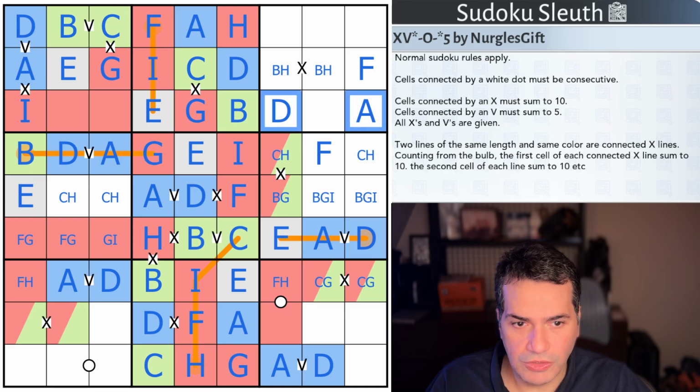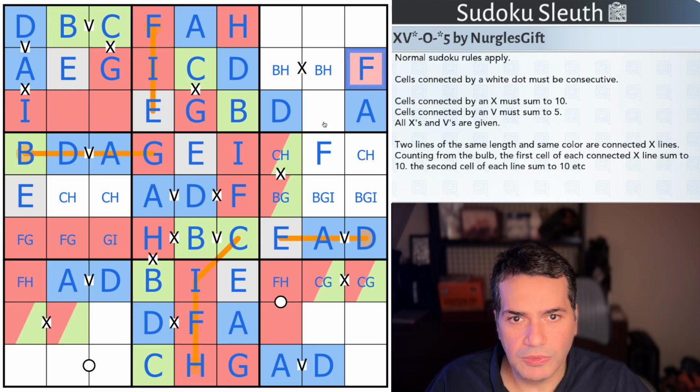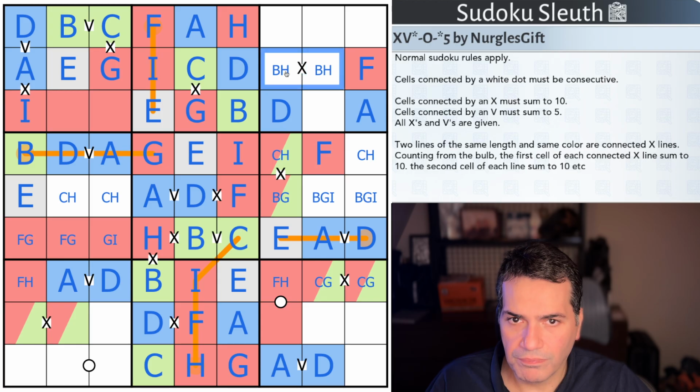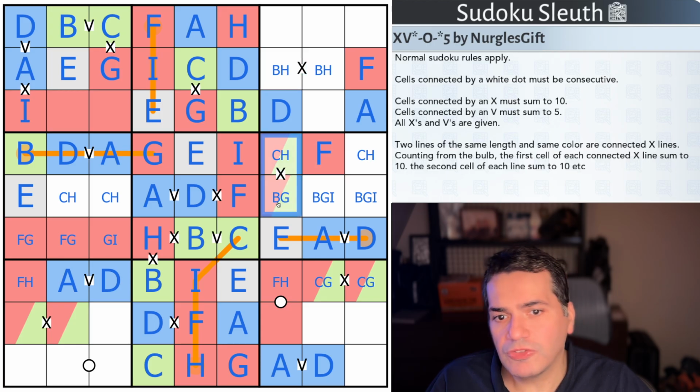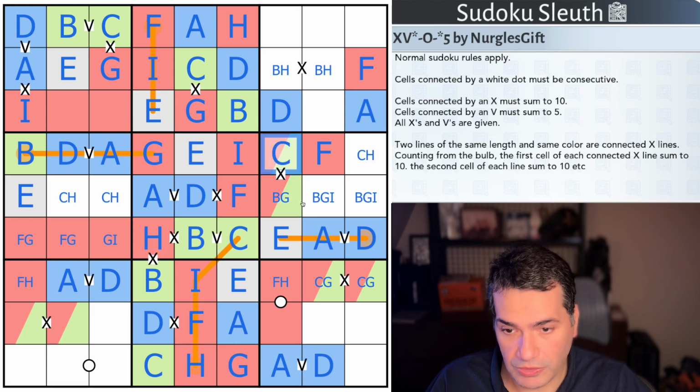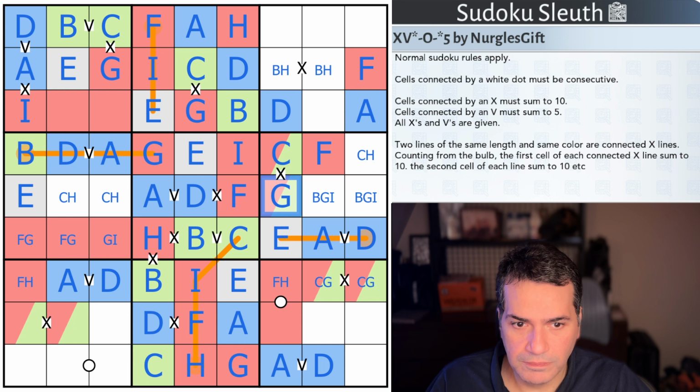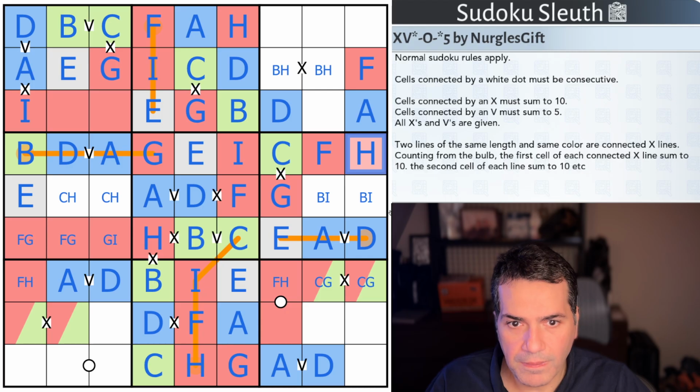Coming together, I guess I just needed to look around a bit harder to spot more of these negative constraints. Is that helping me at all in some of these things? Not really. I mean, this can't be BH anymore, otherwise it will break this cell. So this is definitely CG in this order. And therefore this has to be H. These are not G's anymore. B and I, not really forced yet.